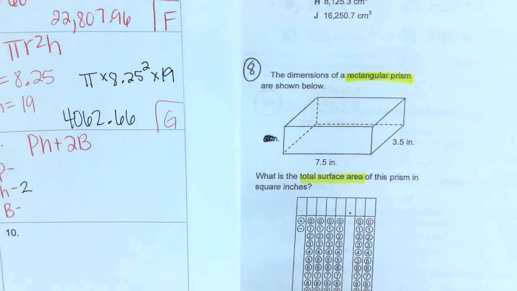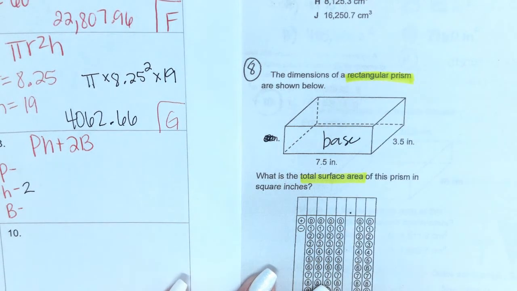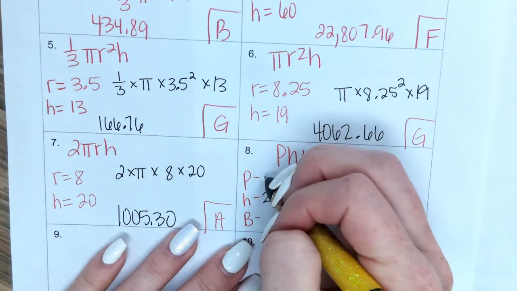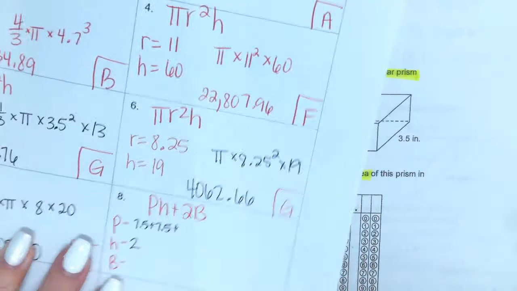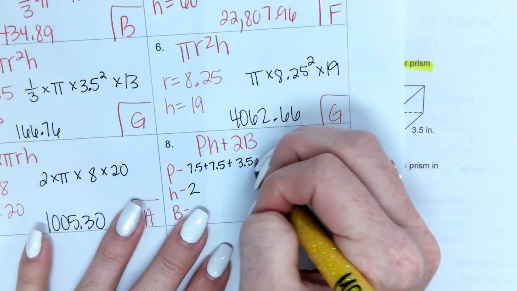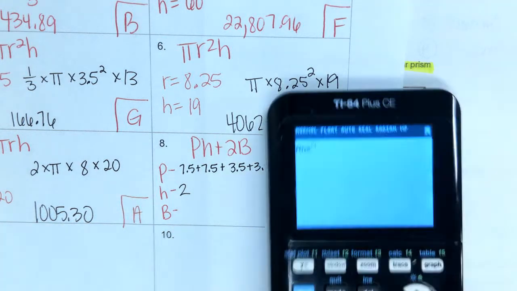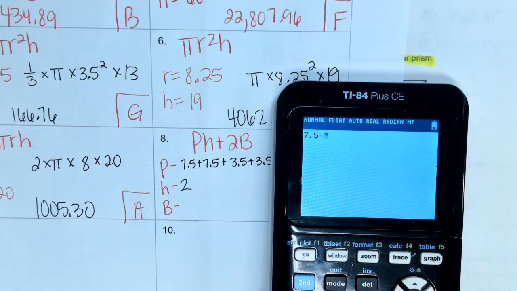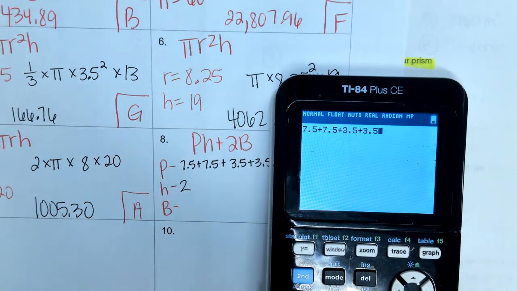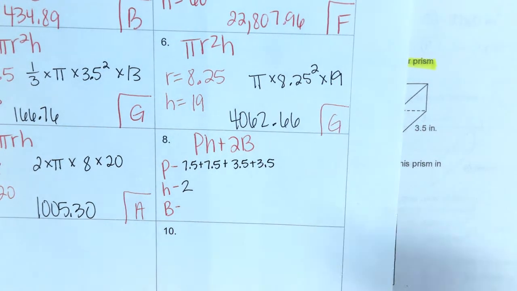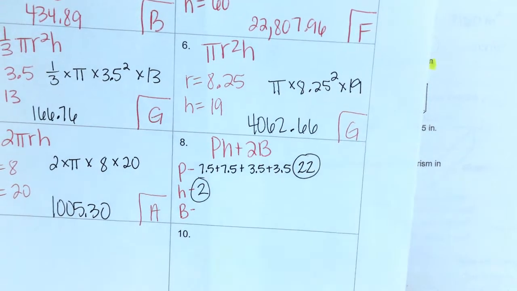How do you find perimeter of this rectangular base down here? So you would do 7.5 plus 7.5 plus 3.5 plus 3.5. You don't have to write all that down. I'm just showing y'all. Which is 22, yes? Yes or no? So here's my P, here's my H.